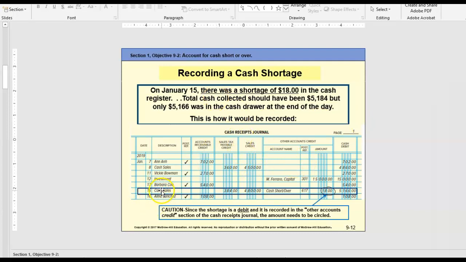So you'll see on the 15th here, we have cash sales, $18. That's when the other accounts credit comes into play. This account name you have to write down. So we're going to write down that the cash short and over account is now going to have $18 in it. Why? Because we need our credits to equal our debits. Make sure that they do when it's done.